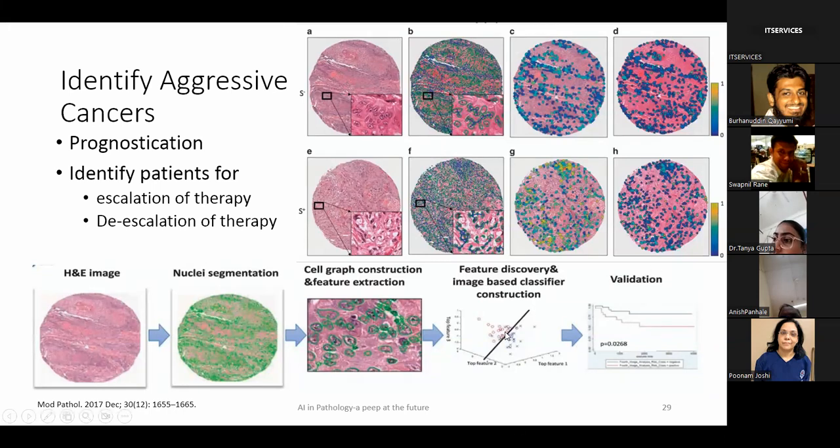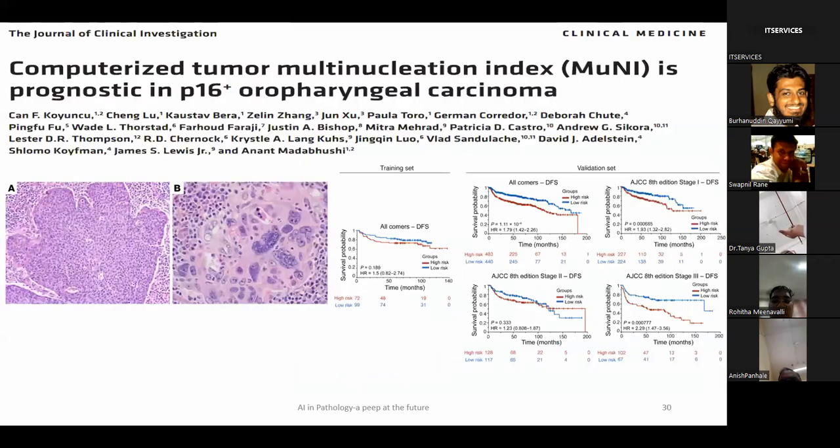We are in the process of doing this work with Anand Madabhushi's team on our patients, on the OCAD trial cases. Another work that Anand Madabhushi and his team have done is within P16 positive oropharyngeal carcinoma cases. They were able to identify prognostic markers like the multinucleation index, the proportion of cells which are multinucleated, as a predictor of outcome. They came up with an index to classify it as low risk and high risk using computational means, and they showed that this performs much better than the current TNM classification.